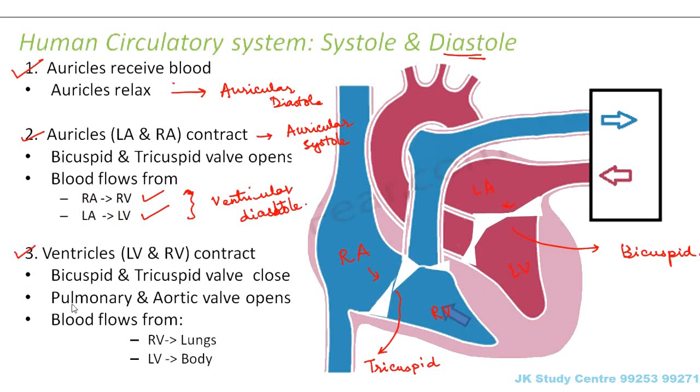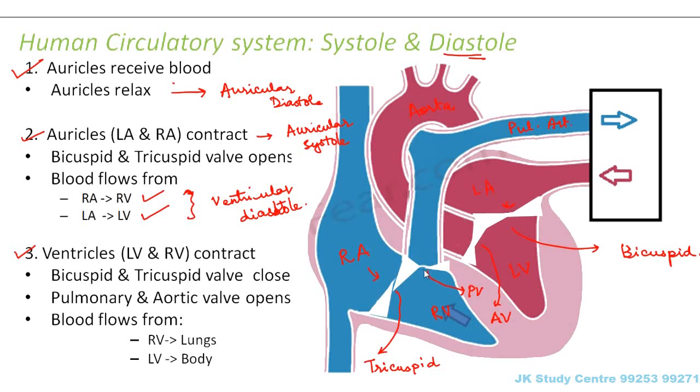Okay. Now what happens? The pulmonary and aortic valves open. Where is the pulmonary valve? This is the pulmonary valve, and this is the aortic valve, because this is connected to the aorta. This is the aorta. And what is this? This is the pulmonary artery. Right? Now these two valves will open.